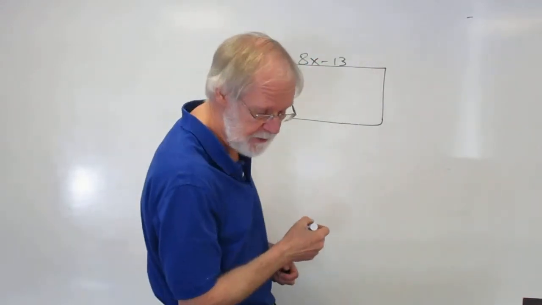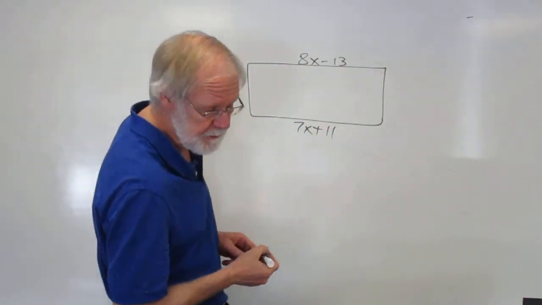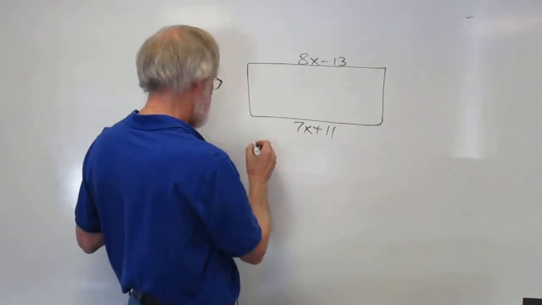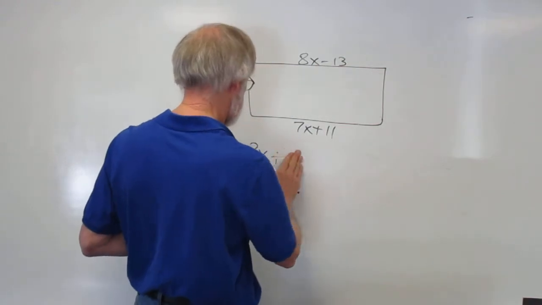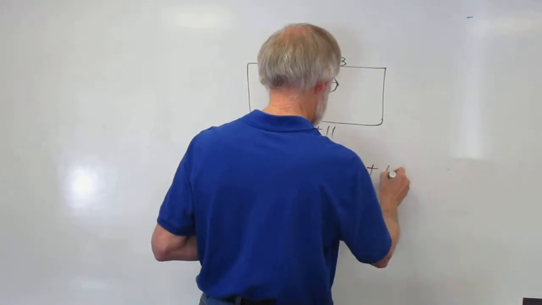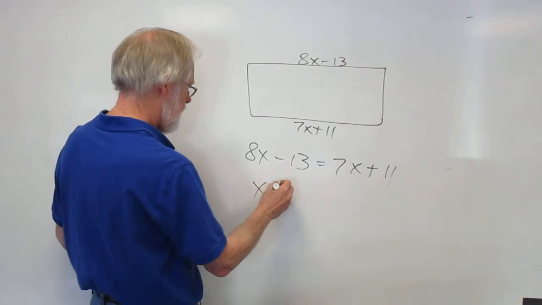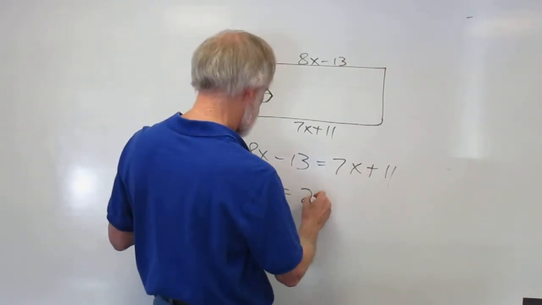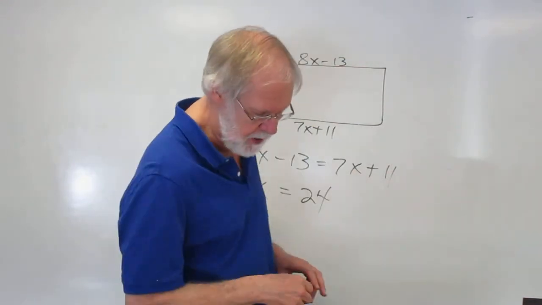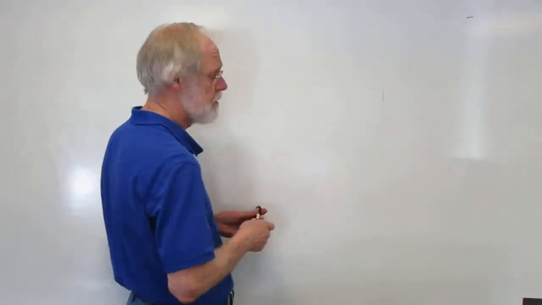This is 8x minus 13 and 7x plus 11. If this is a rectangle, which you are told it is, then this is going to be equal to this. So 8x minus 13 is equal to 7x plus 11. Subtract the 7x, I get x over here, equals, add the 13 and I get 24. So x equals 24. There were a couple of problems here that I think I should do on this video before I move on.